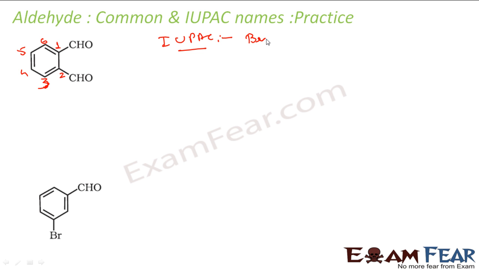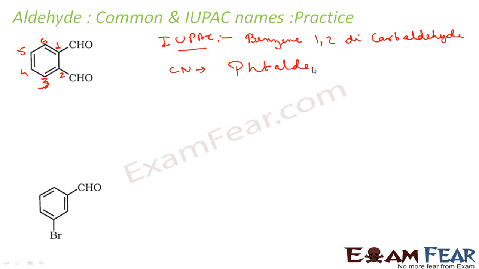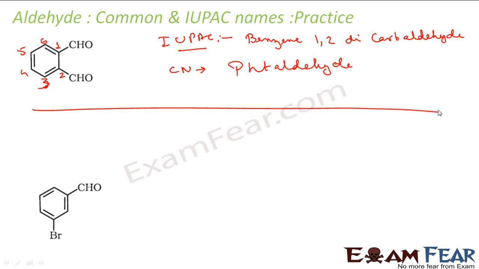So the IUPAC name will be benzene 1,2-di, because there are 2 carbaldehydes, and carbaldehyde. So it's benzene-1,2-dicarbaldehyde. You want to write the common name? The common name again is something a little weird. This is phthalaldehyde. Let's remember this common name.